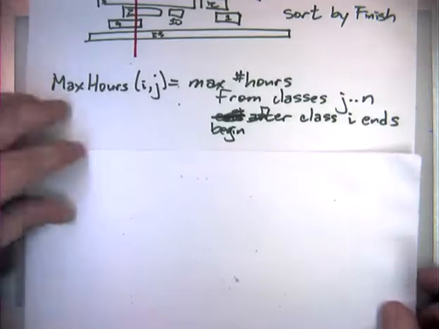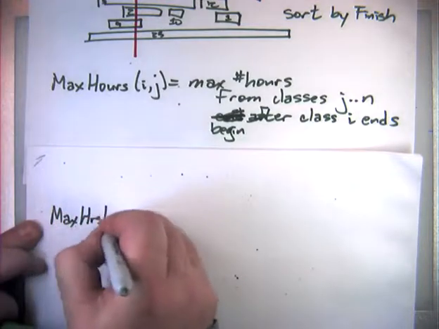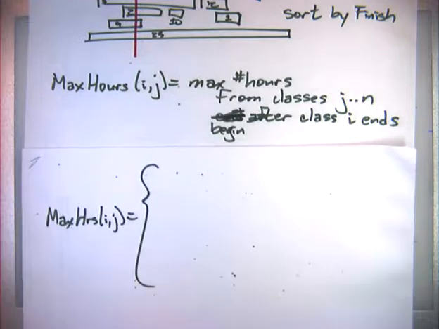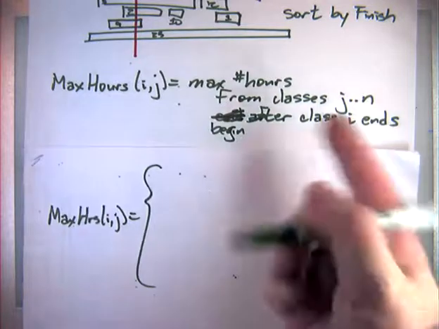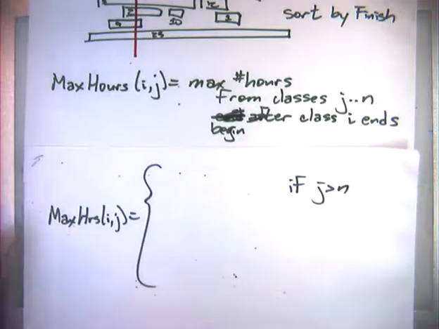So now, again, I need to set up a recurrence for this. The base case is going to be there are no classes left to think about. So if j is bigger than n, that means I've already recursed my way down to the empty set of classes. How many hours can I get by not taking any classes? 0. Good.